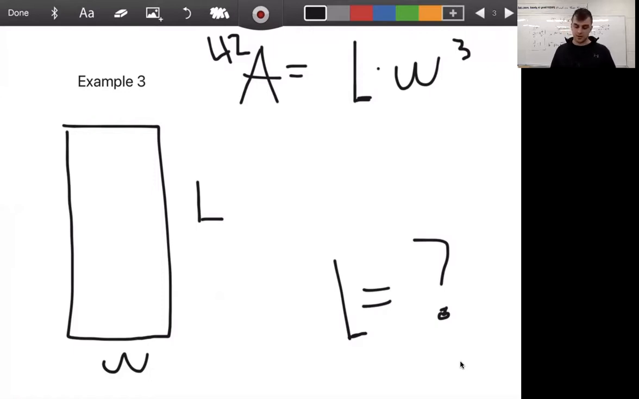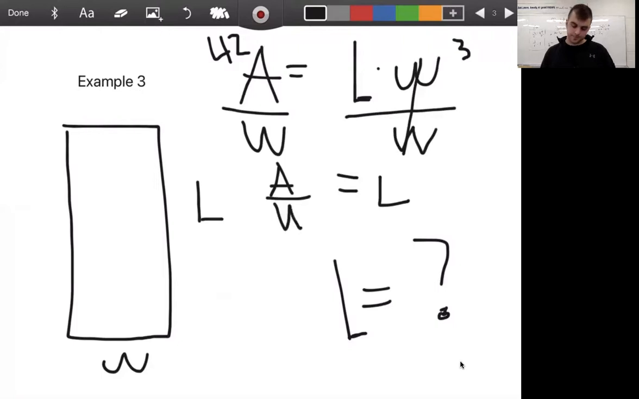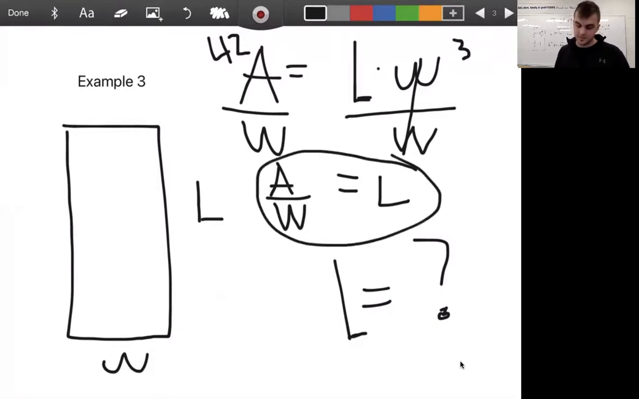So first of all, we have to figure out L equals what? What's the opposite of times W? It's dividing by W. And then you have to do that to both sides to keep it equal. So the W's cancel out. L is equal to what? The area divided by the width. Makes sense because the length times width is the area. So the area divided by the width is the length. Basic information there. So right here's the formula that we want to use. L is equal to A divided by W, the area divided by the width.